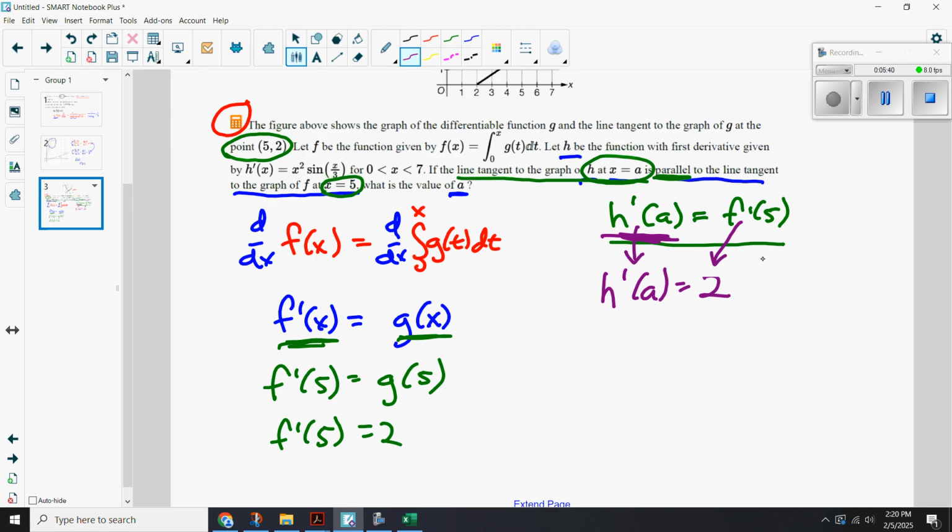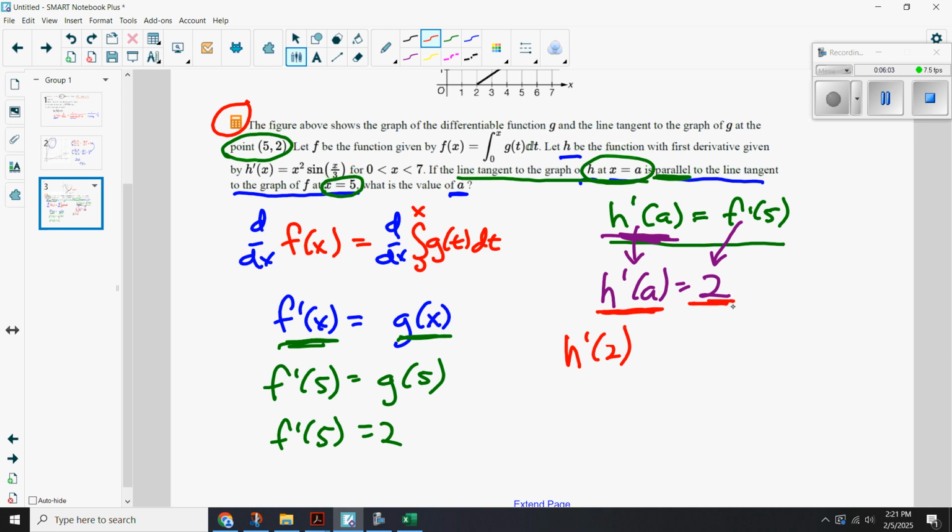So an easy mistake to make right now would be to say, well, then what is h prime of 2? This is a mistake because it's not asking what is h prime of 2. It's telling me that h prime of A is equal to 2.